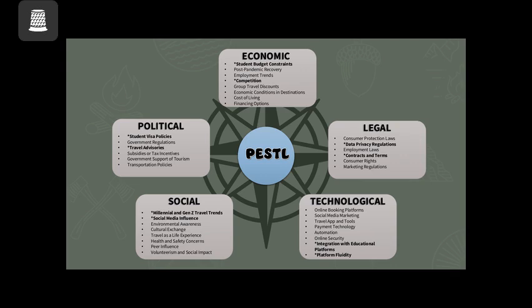Next, we have economic, focusing on student budget constraints and competition. With student budget constraints, college students are highly price sensitive. Inflation or rising travel costs could limit demand along with currency exchange rates, impacting affordability of international travel. Moving on to competition. With there being other budget friendly airlines and low cost travel agencies, this could create downward pricing pressure.